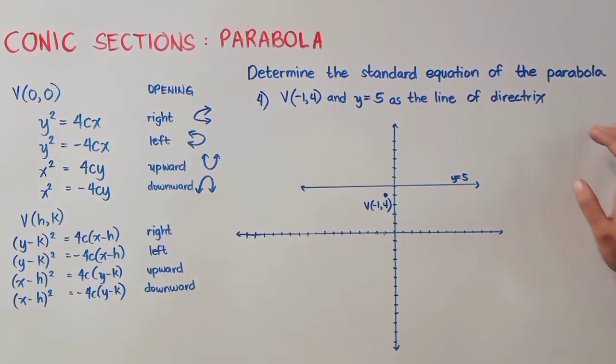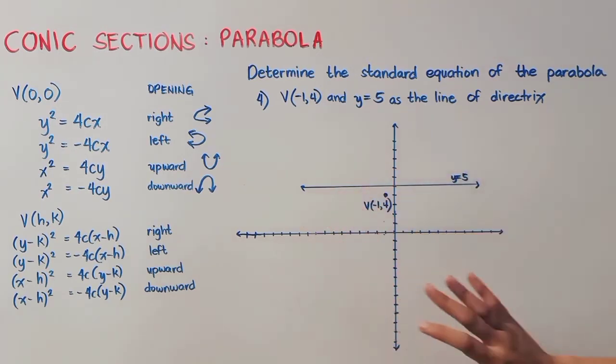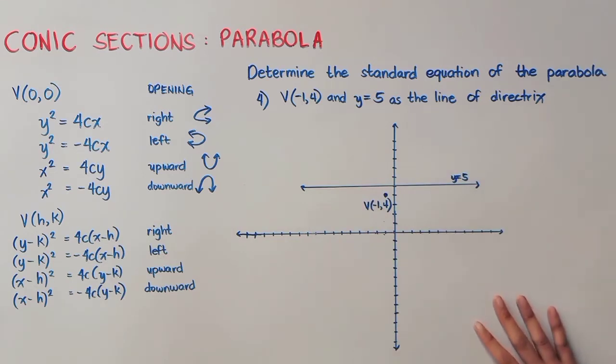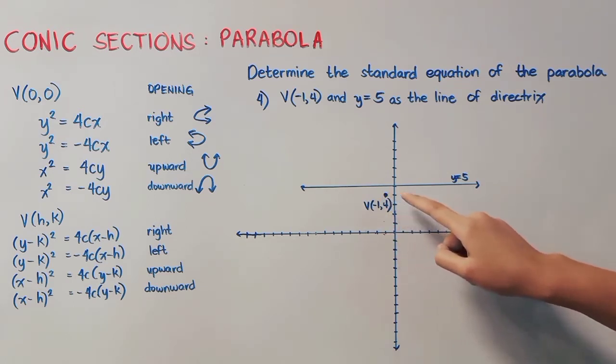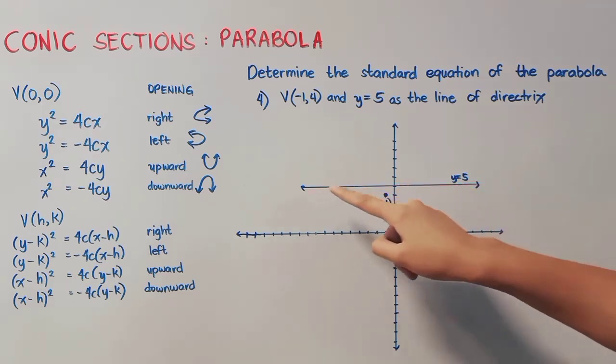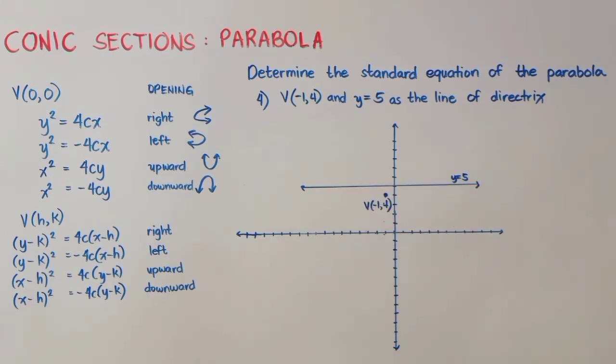We are now on number 4. Our vertex is negative 1, 4, and our line of directrix is y equals 5. So I have here a plane for us to visualize the properties. Our vertex here is negative 1, 4, so it's in this point here, and this is our directrix. That means to say that our parabola opens downward.